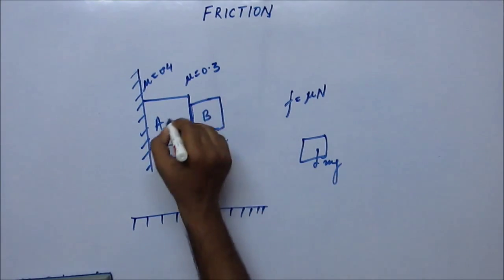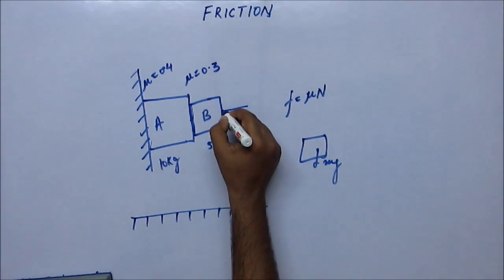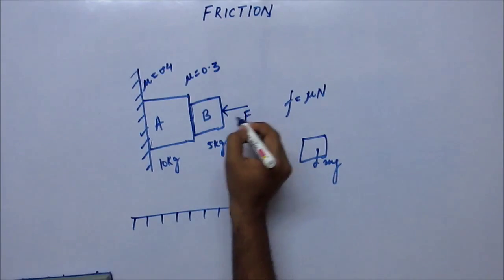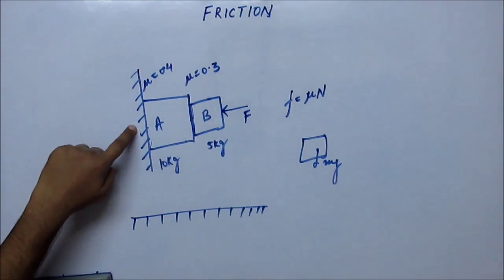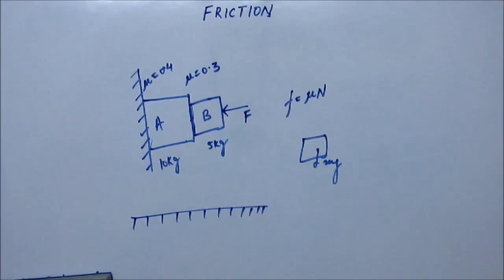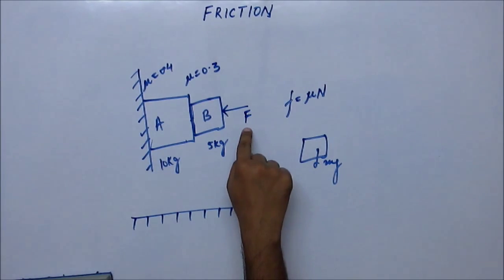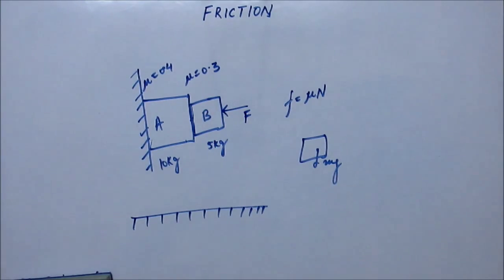Now, in order to keep the whole system stationary, suppose a force F is applied here, so that a friction force appears here, a friction force appears here, and that force F balances mg. And the whole system remains stationary. Now all you have to do is tell me what is the minimum amount of force that you should apply here in order to keep the entire system in static position.